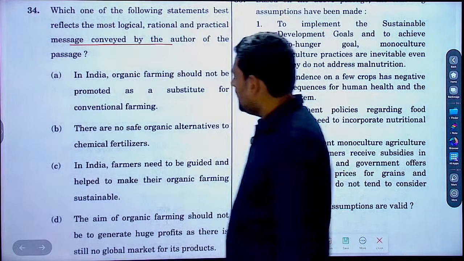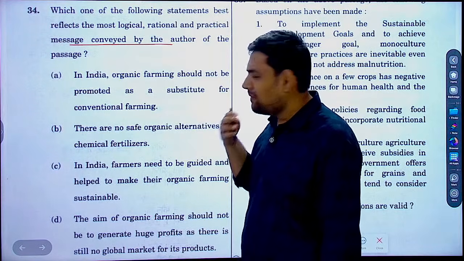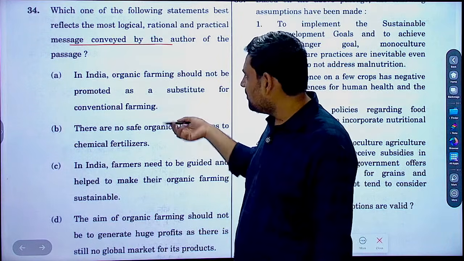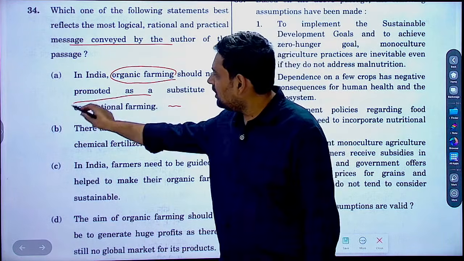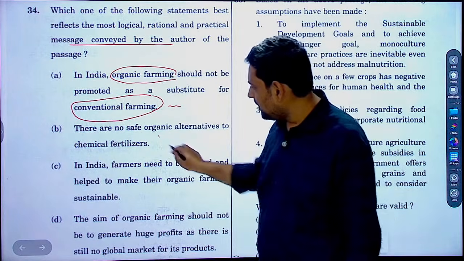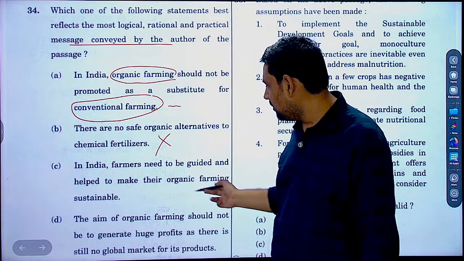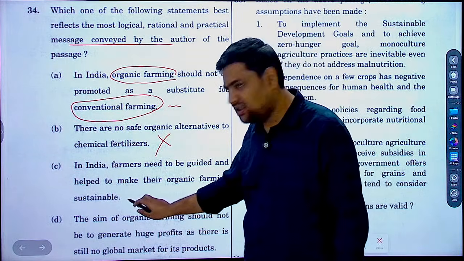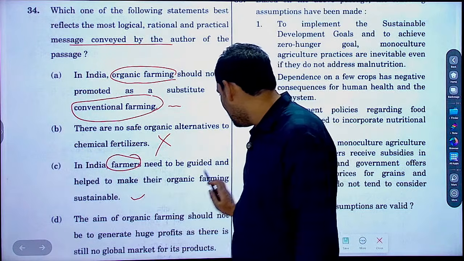In India, organic farming should not be promoted as a substitute for conventional farming. Should not be promoted as a substitute. Yeah, maybe. But then it has to be comparison of organic and conventional farming. Then there are no safe organic alternatives to chemical fertilizer. Absolutely wrong. In India, farmers need to be guided and helped to make their organic farming sustainable. Yeah, correct. So either it is about farmer and them being guided.